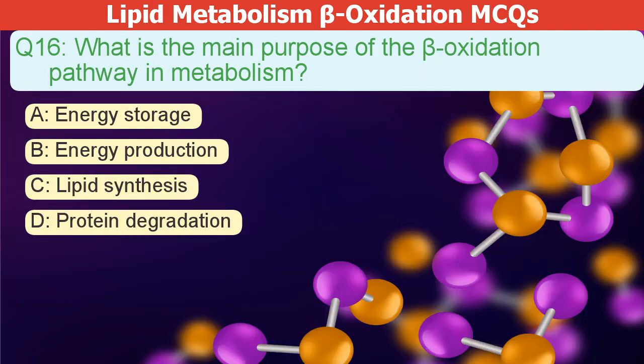What is the main purpose of the beta-oxidation pathway in metabolism? A. Energy storage. B. Energy production. C. Lipid synthesis. D. Protein degradation.